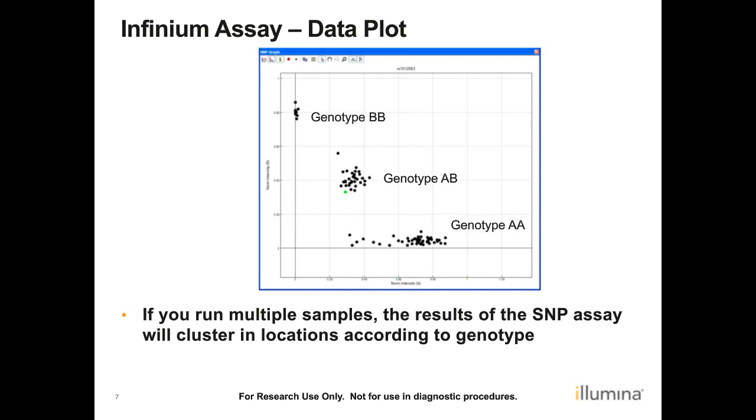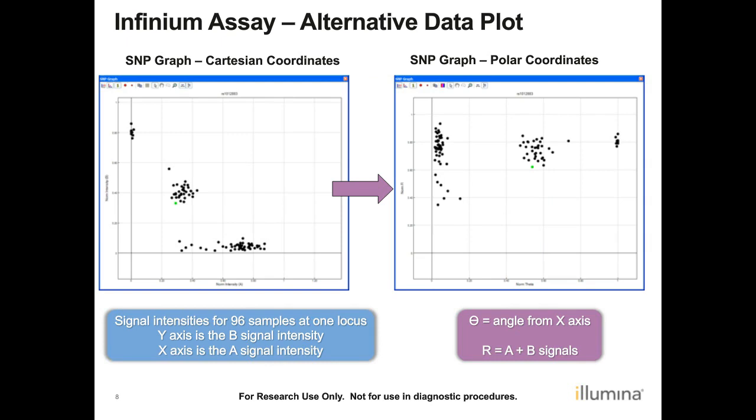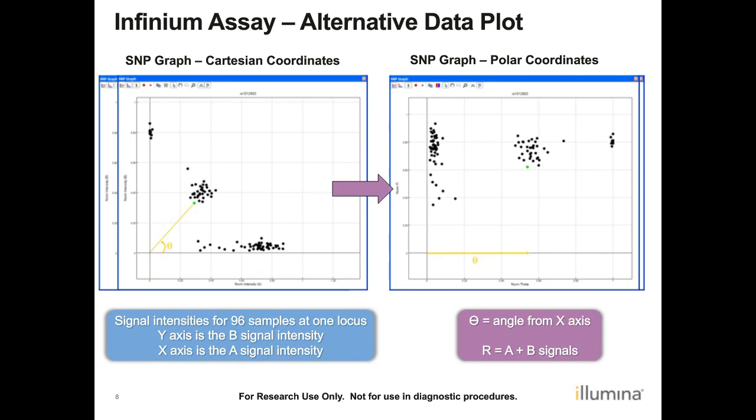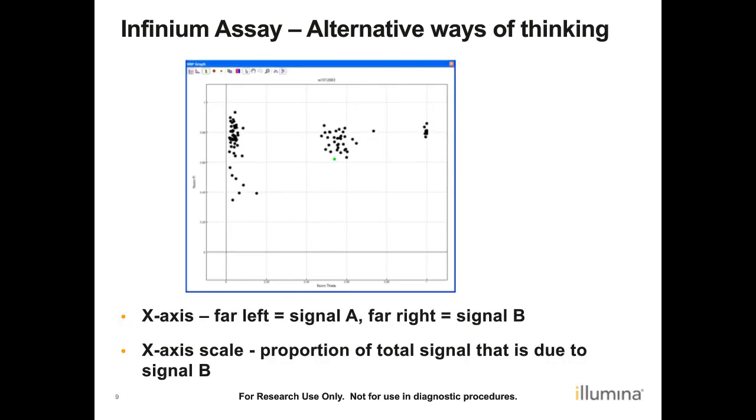Another way to look at this data would be to convert the Cartesian coordinates to a polar coordinate system, where theta would be the angle from the x-axis where the data point would be, and R is the normalized intensity, which is the sum of the signals from genotype A and genotype B. I like to think of it a little bit differently. If you look at the x-axis, on the far left you would get signal from A and on the far right signal from B. So the x-axis scale would be the total proportion of signal that is due to signal B.